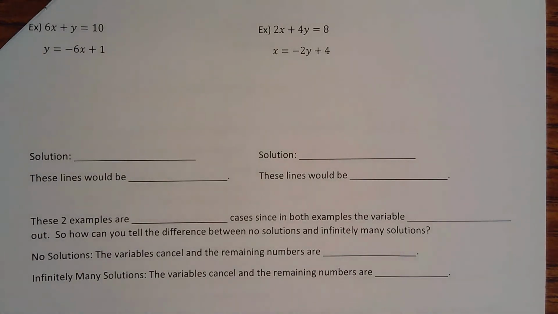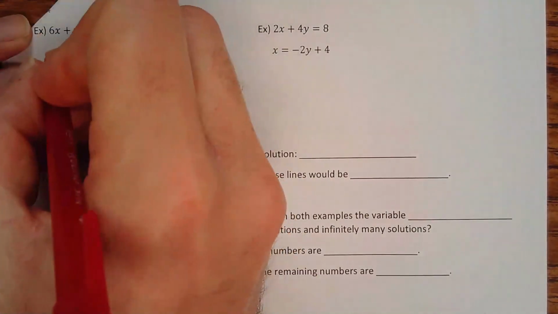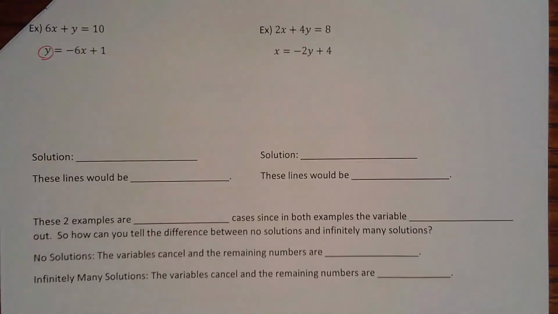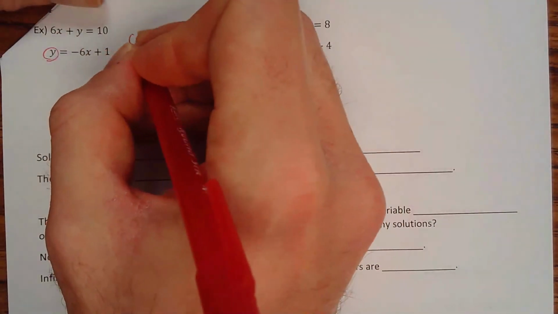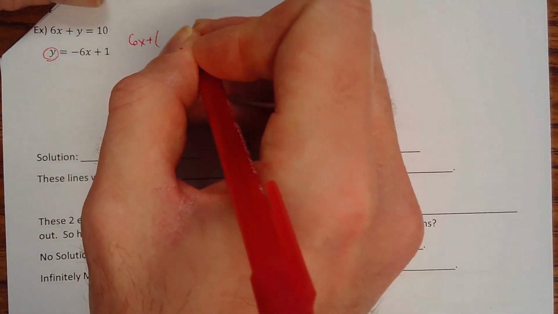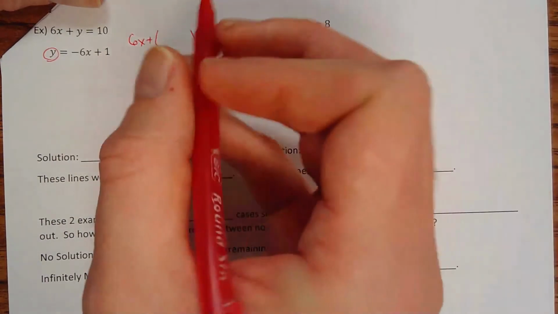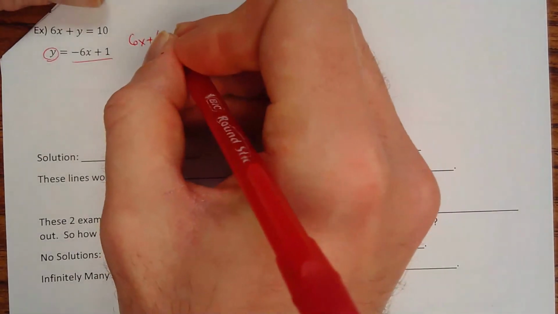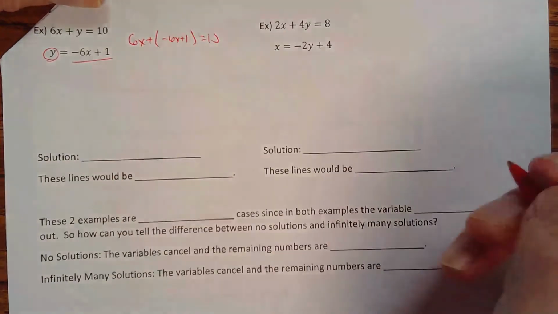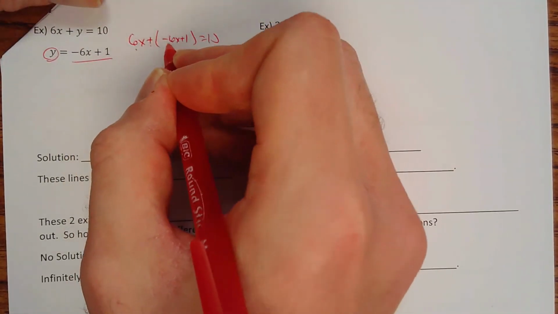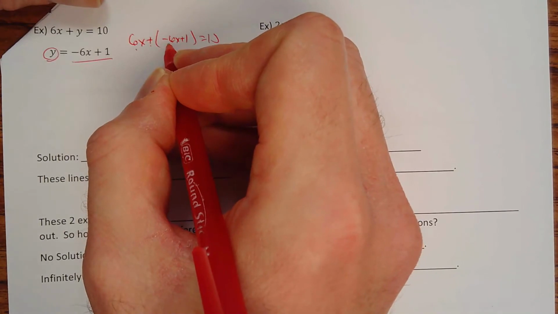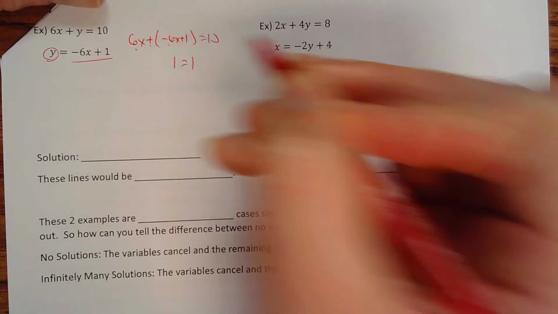What will happen that tells us, oh, that's no solution? Well, that's infinitely many. So here, y is by itself, perfect, because that's what we need. We need a variable by itself. So I'm going to go to the other equation. I got 6x plus, I'm going to leave a big gap for y. What y equals? Negative 6x plus 1. Okay, so when I go to simplify, I got 6x plus negative 6x, so that's no x's, plus 1, so the left side equals 1.